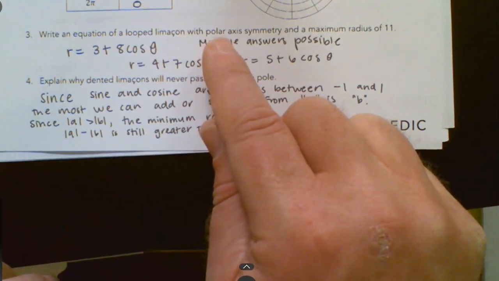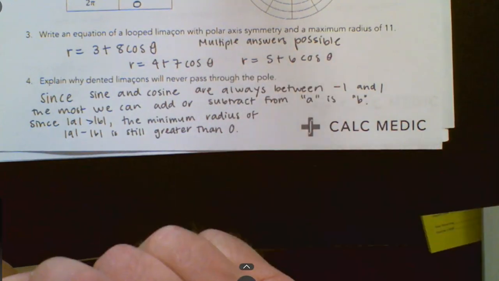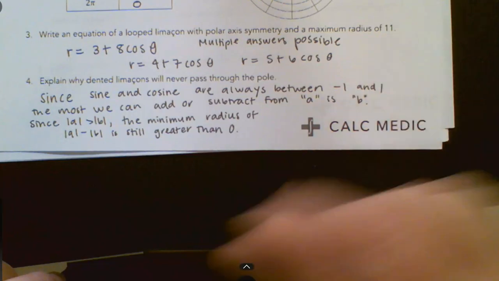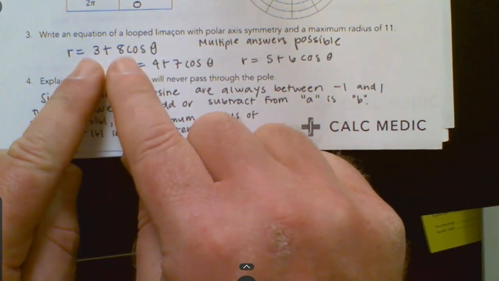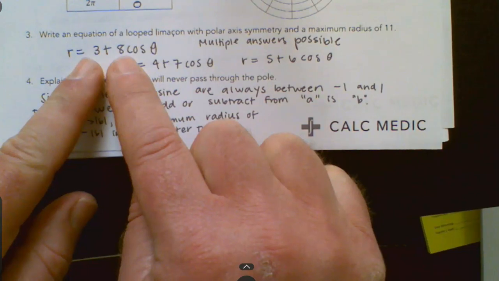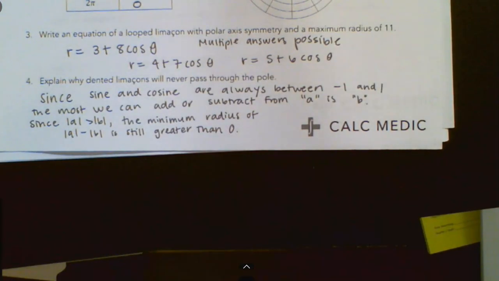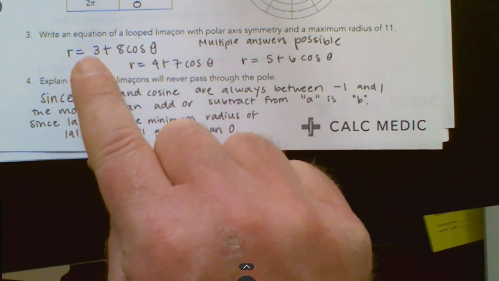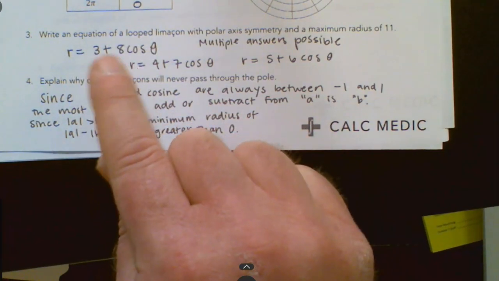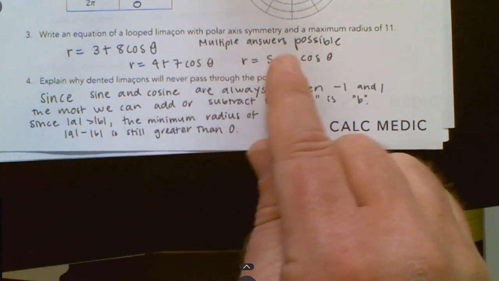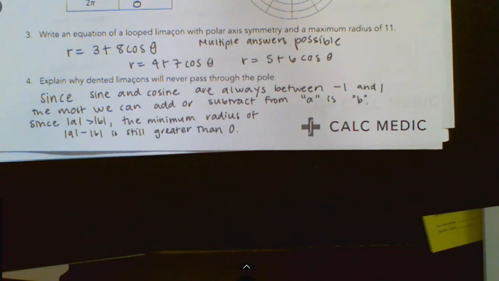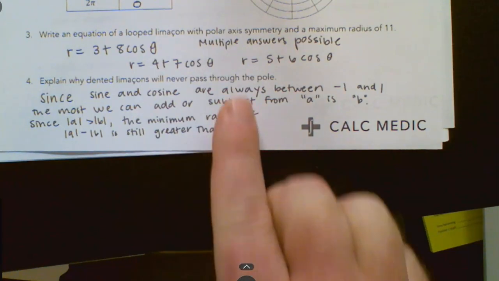Because it's polar axis symmetry, I know it's a cosine function. Because the max radius is 11, I need to make sure these numbers add to 11. Their sum gives me the max radius. Because it's a loop, I know that A is less than B. So there's a lot of ways you could fill all those requirements. You just have to make sure that all of them are taken into consideration. And then you got this one right here.